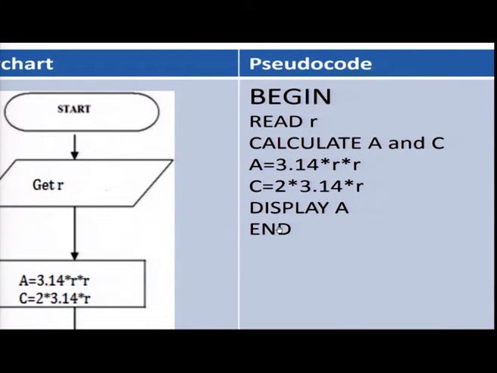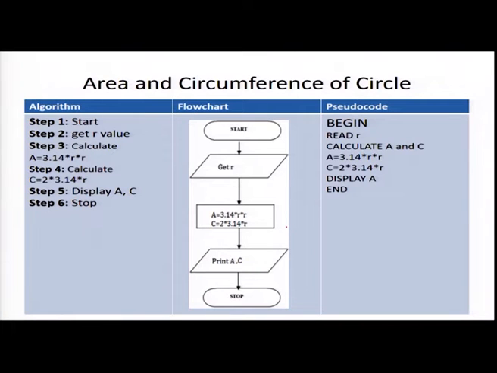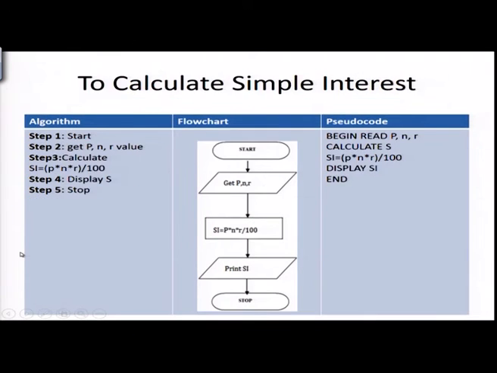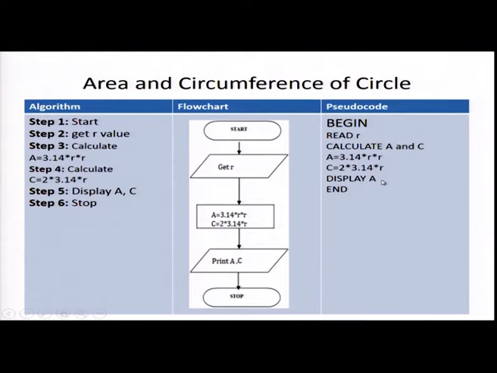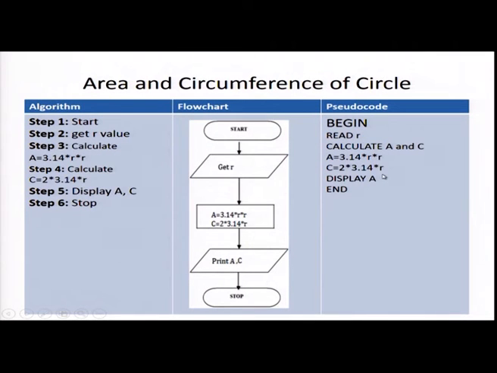So this is how you are supposed to write the algorithm, the flowchart and the pseudocode. In this case, you are calculating the area and displaying A comma C. Okay. The next problem is to find the simple interest.